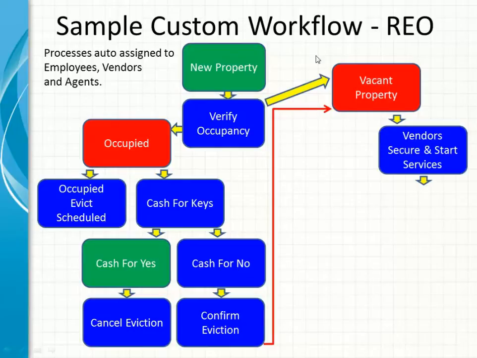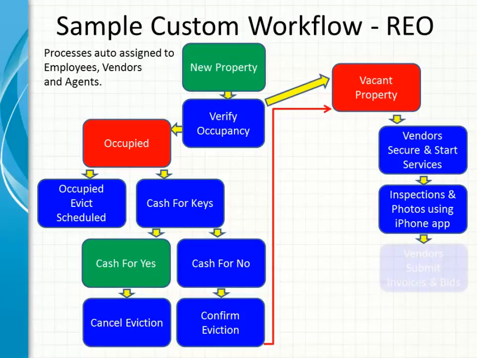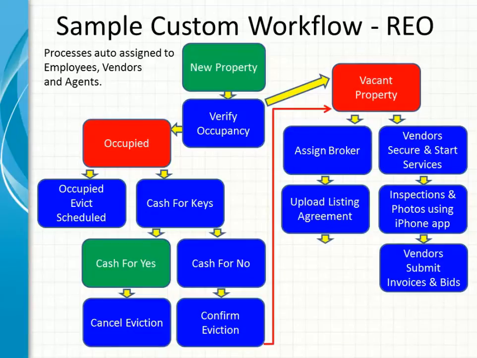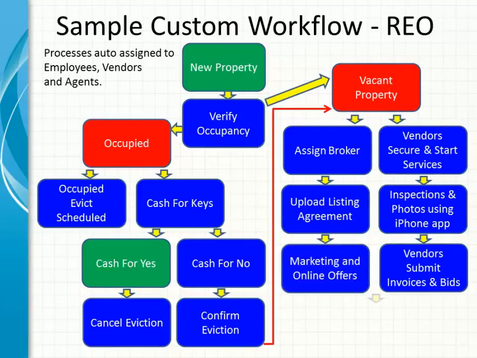Now we have a vacant property. We're going to continue down a couple pathways. We're going to start engaging vendors. I want the vendors to secure the property, give me pictures of before and after of what they have fixed, and then I want them to submit any invoices or bids that are necessary. At the same time, I want to assign the broker. I want to go through the listing agreement processes. I want to prepare for marketing and online offers. All of this is happening automatically. The system's generating these tasks and giving them to the parties that need to complete them. And I can get my property to the point of listed or ready and on the market as fast as possible and as hands-free as possible.